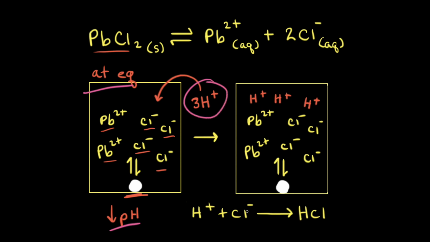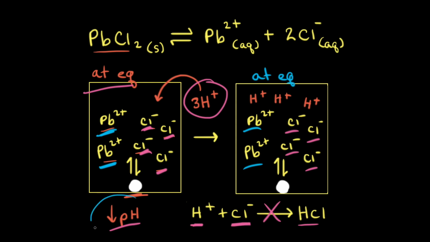In this case, the chloride anions aren't basic enough to react with the H+ ions. Therefore, we do not form HCl, and the concentration of chloride anions remains the same as it was in the original diagram. So if the concentration of chloride ions remains the same and the concentration of Pb2+ ions would remain the same, the system is still at equilibrium, and decreasing the pH had no effect on the solubility of the solid. So we have the same amount of lead II chloride solid on the bottom of the beaker in both diagrams.